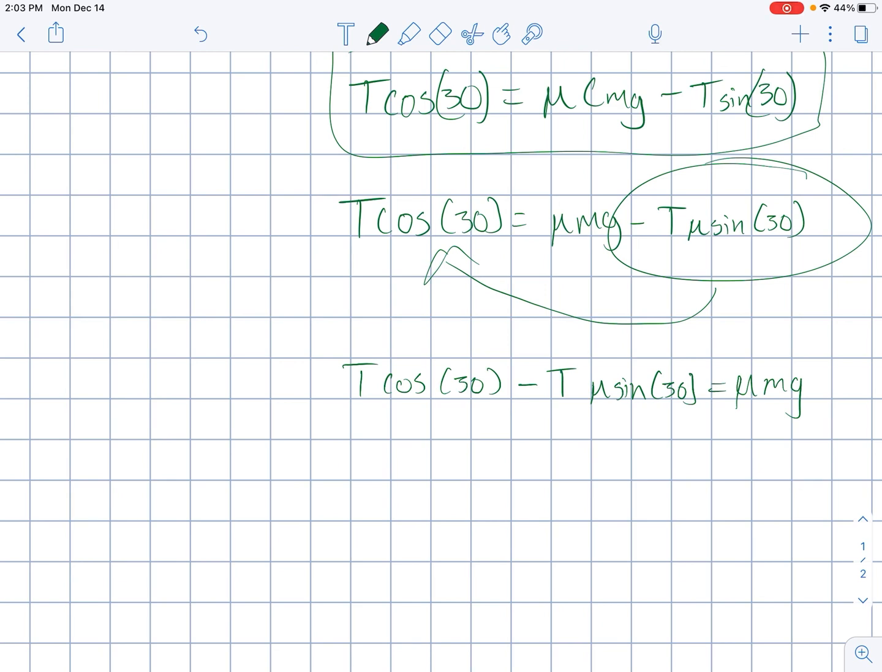Now we can factor this out. We factor out T, because this is ultimately what we're going to solve for, equals cosine 30 plus mu sine 30, all in parentheses, equals mu mg.